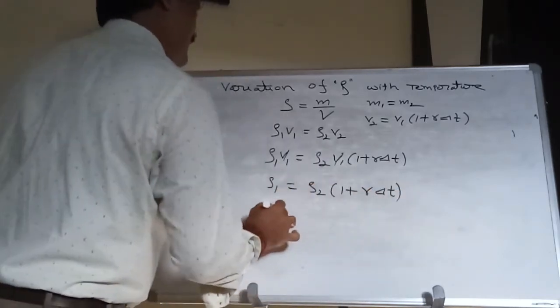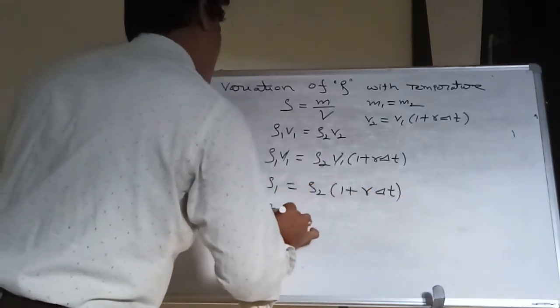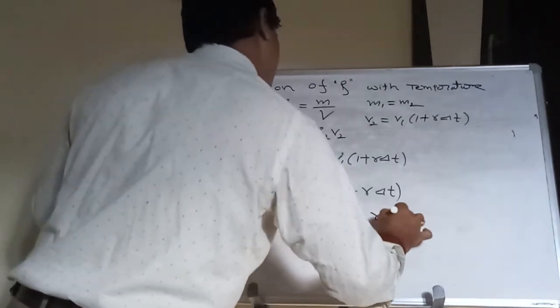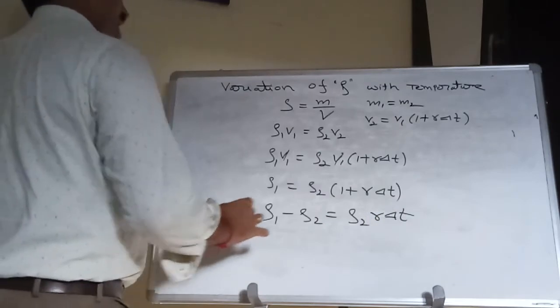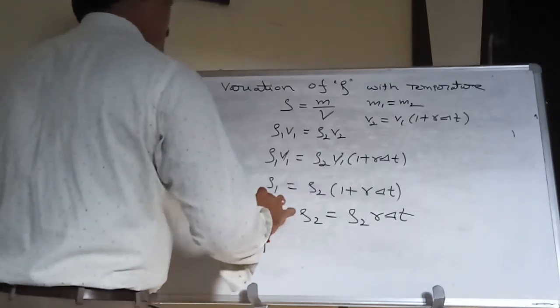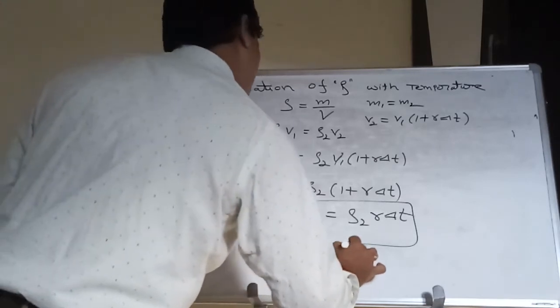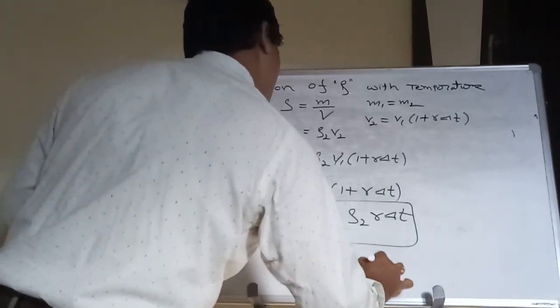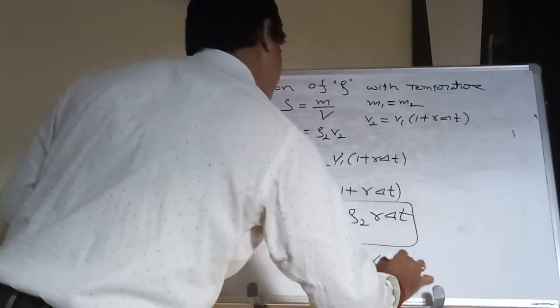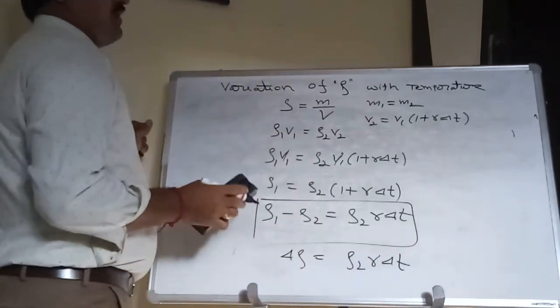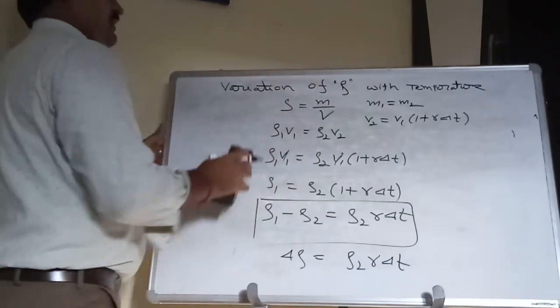So here rho1 minus rho2 equals rho2 into gamma into delta t. So that is delta rho equals rho2 into gamma into delta t. Okay, that is the variation of rho with temperature.